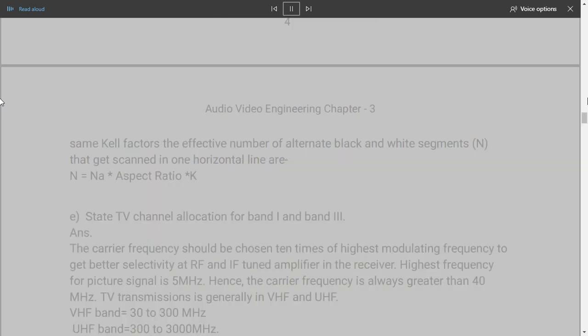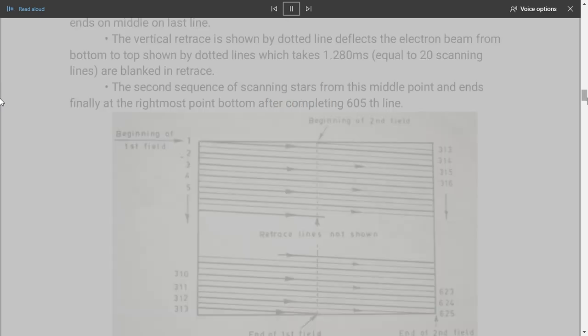It ends in the middle of the last line. The vertical retrace, shown by the dotted line, deflects the electron beam from bottom to top, which takes 1.280 milliseconds. Equal to 20 scanning lines are blanked in retrace. The second sequence of scanning starts from this middle point and ends finally at the rightmost point at the bottom, after completing the 625th line.